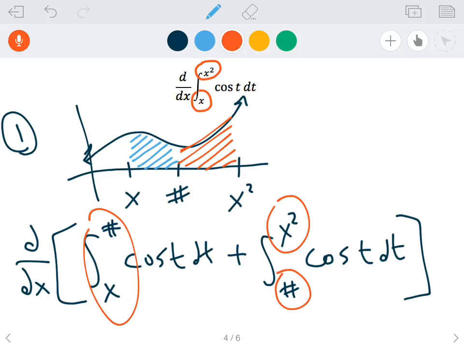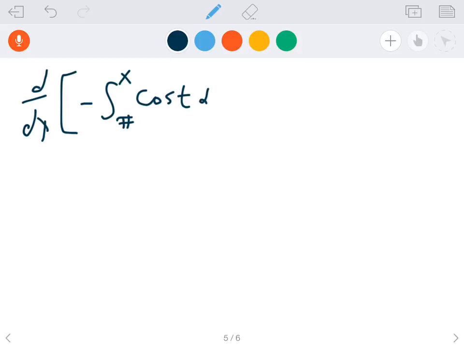This one, my variable's on the bottom and my number's on top, and so I know that I can put a negative out front and I can flip those. So let's write that again. Still got this derivative hanging out. Haven't forgotten that I'm doing the second fundamental theorem. So this is the negative integral of whatever that number was to x of cosine of t dt, plus the integral from that number to x squared. I didn't have to flip this one, left it alone.